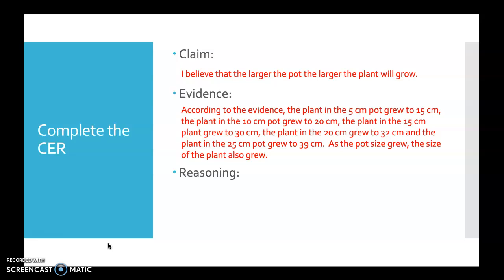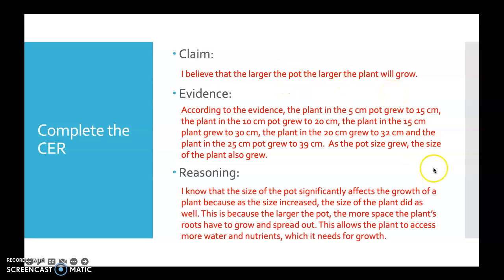In my evidence, I would have something like, according to the evidence, the plant in the 5 centimeter pot grew to 15 centimeters, the plant in the 10 centimeter pot grew to 20 centimeters, the plant in the 15 centimeter pot grew to 30 centimeters, the plant in the 20 centimeter pot grew to 32 centimeters, and the plant in the 25 centimeter pot grew to 39 centimeters. As the pot size grew, the size of the plant also grew. So again, I'm giving my actual data here from the data table on the previous slide, but I'm not explaining why. I'm just giving the information, and that information is supporting the claim that I have that the larger the pot, the larger the plant.